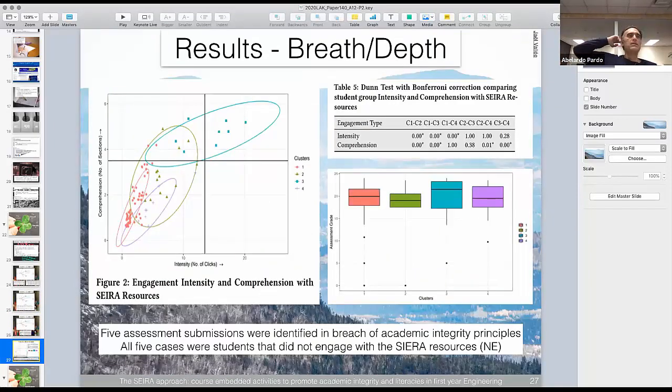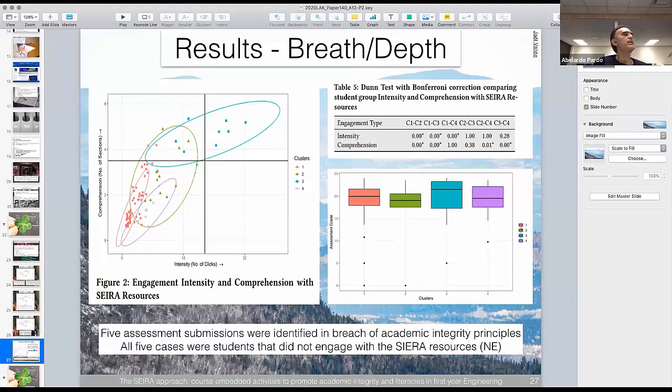Now, the other result that we wanted to check is, let's see if we can characterize the students not just by the intensity of their engagement, but also by their comprehension of the engagement. In other words, if they were checking all resources or not. On the left, you see the clusters and how they overlap in these two dimensions, comprehension and intensity. And on the right, you have the box plots of score distributions in the assessment for these clusters.